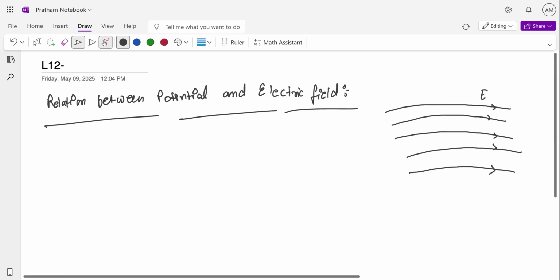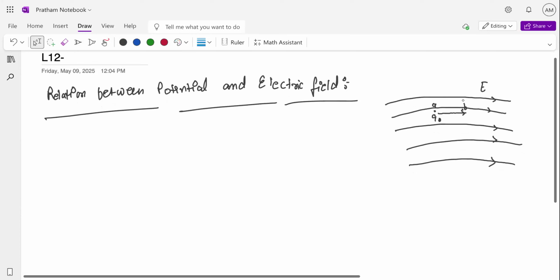Now what I want to do is take a random positive charge from this point, let's say point A, and move it to point B in this electric field. Is it fine? Okay. You know that if I'm taking this charge from point A to point B, the net work done by the conservative electrostatic force will be equal to the final potential energy minus the initial potential energy. But how should I calculate this?